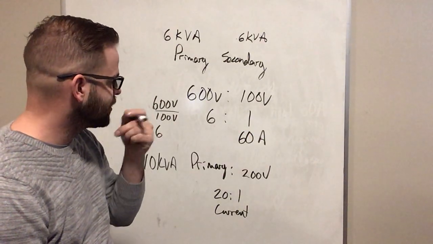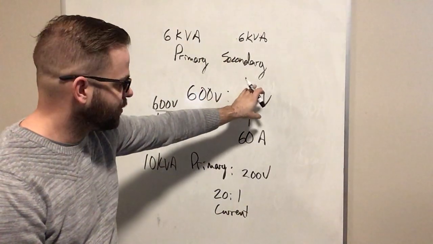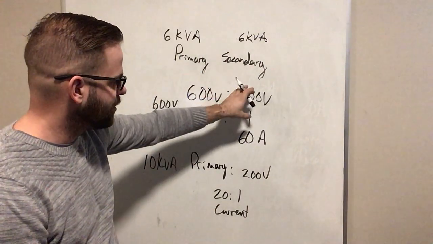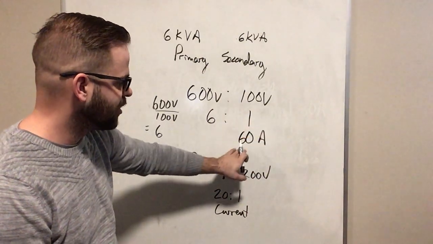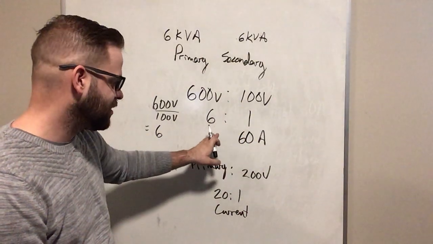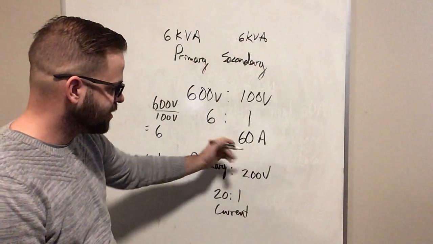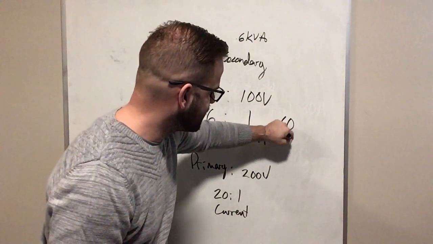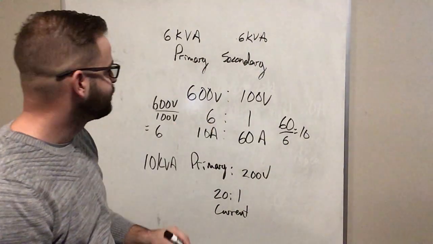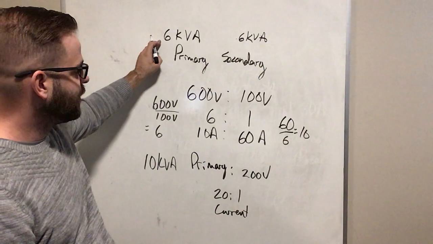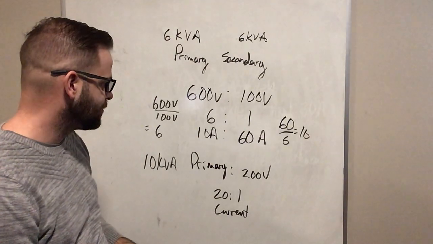Okay, so we have 60 amps on this side. That means that our voltage is 6 times smaller from primary to secondary, but our current is 6 times larger. So whatever this value is, the other side should be 6 times smaller. So 60 divided by 6 is equal to 10. That means that this side should be 10 amps. And if I take 6,000 volt amps divided by 600, it will give me an answer of 10 amps.